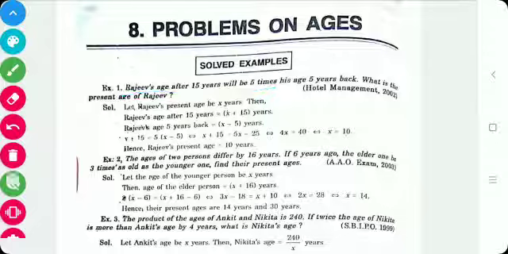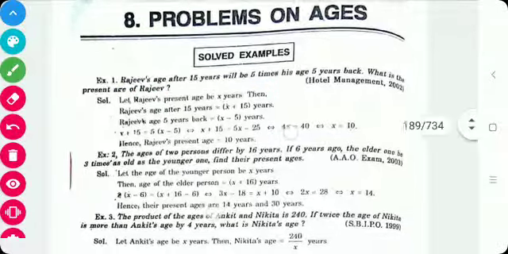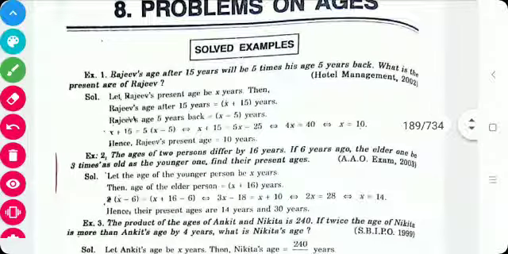Let Rajiv's present age be x years. So after 15 years Rajiv's age is x plus 15, and 5 years back Rajiv's age is x minus 5. So what is the relation between these? Rajiv's age after 15 years, that is x plus 15, will be 5 times his age 5 years back, that is 5 into x minus 5. The equation is x plus 15 is equal to 5x minus 25.